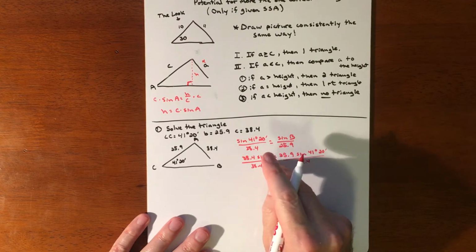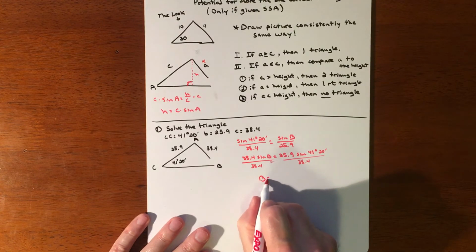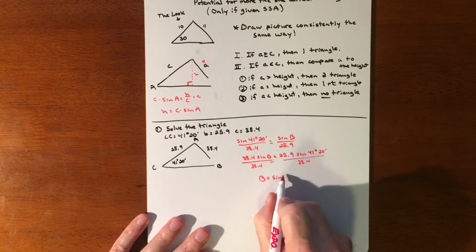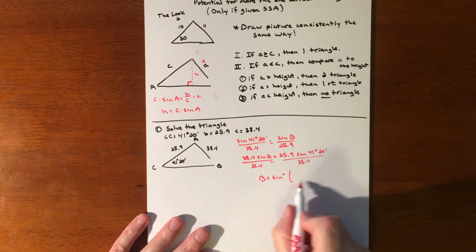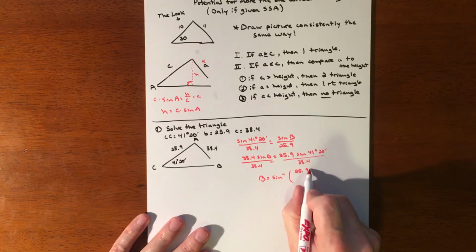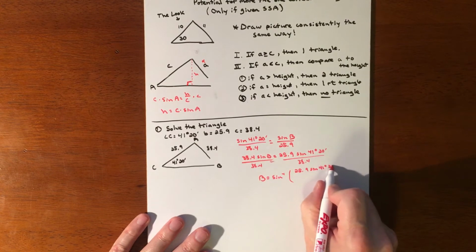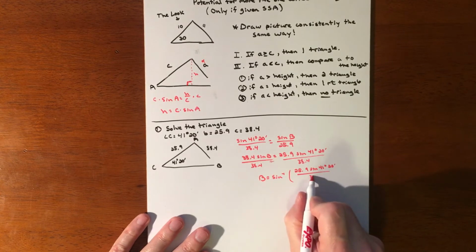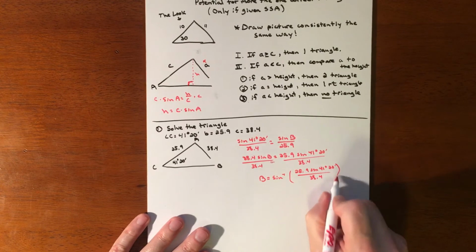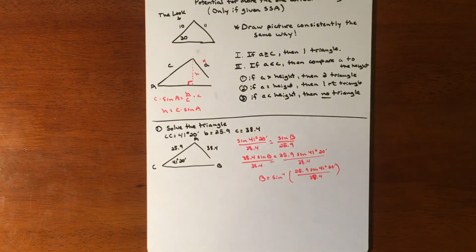And then eventually we're going to skip a step here a little bit, but in order to get B by itself, we're going to have to do the inverse sine. So the inverse sine of whatever this turns out to be: 25.9 sine 41 degrees 20 minutes over 38.4. Okay, so I just want to make sure that we're able to plug that into the calculator appropriately.